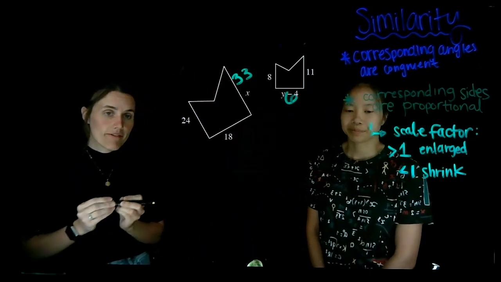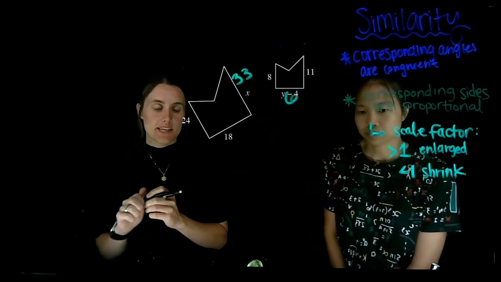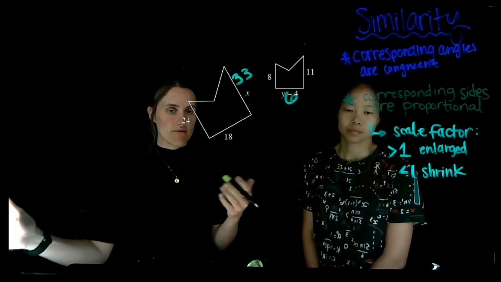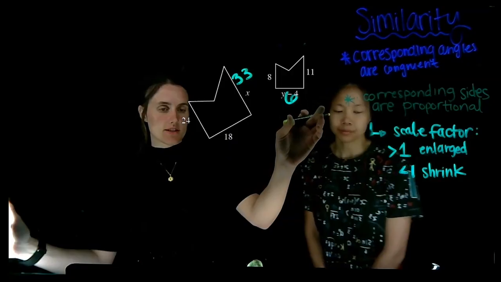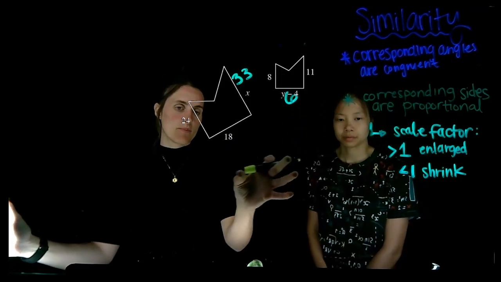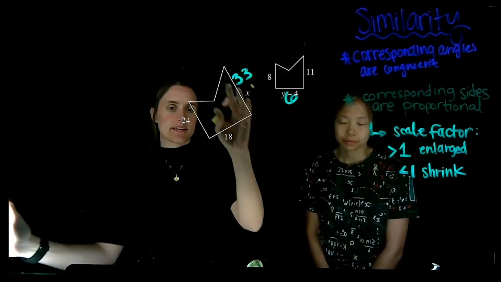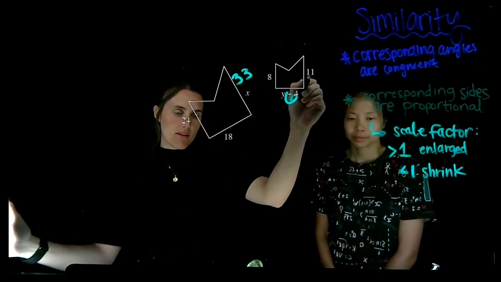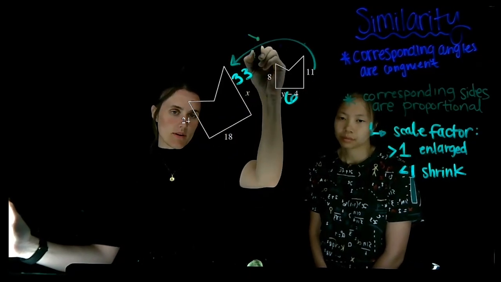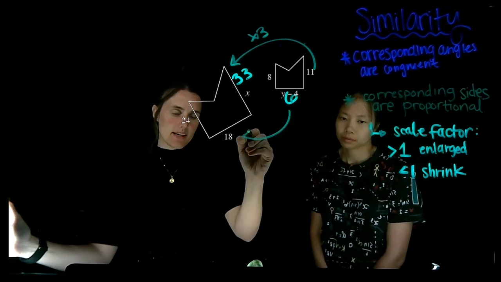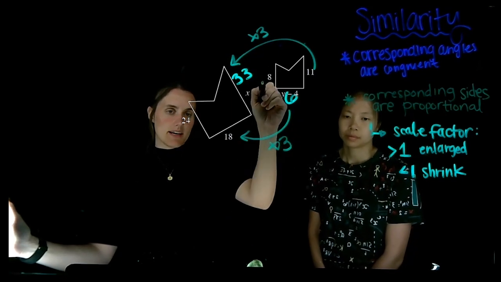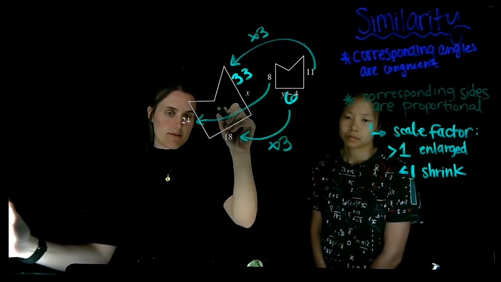So now that we have found our two missing sides, we can check the scale factor and see if we can figure out what that is. So if we start here with this smaller shape, we want to figure out how much bigger is this bigger shape. What do we have to multiply each side of this smaller shape to get this shape right here? Well, to get from 11 to 33, I'm going to have to multiply that by 3. To get from 6 to 18, I'm going to have to multiply that by 3. And to get from 8 to 24, I'm going to have to multiply that by 3.